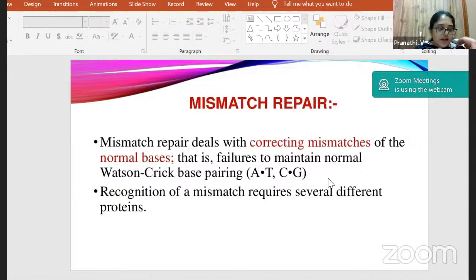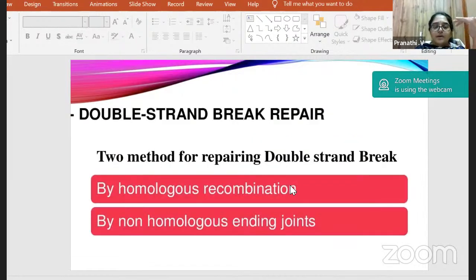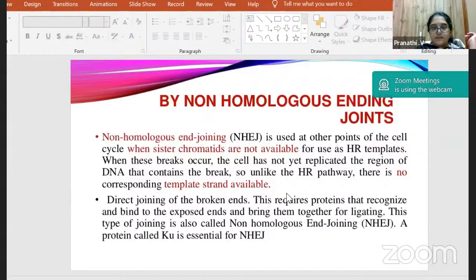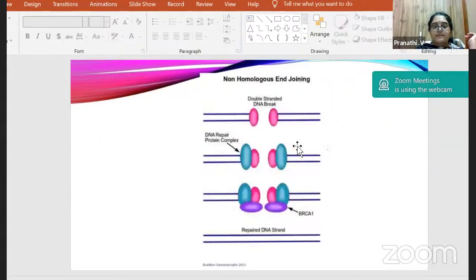And then you have mismatch repair also, wherein what happens is the failure of normal adenine to thymine, cytosine to guanine pairing; if that is not taking place, then this will come into place. Then you have double strand break repair also, basically either by homologous recombination or non-homologous end joining. So they have given this particular example also. When I send this particular slide to you, you can have a look at how it is going to take place.